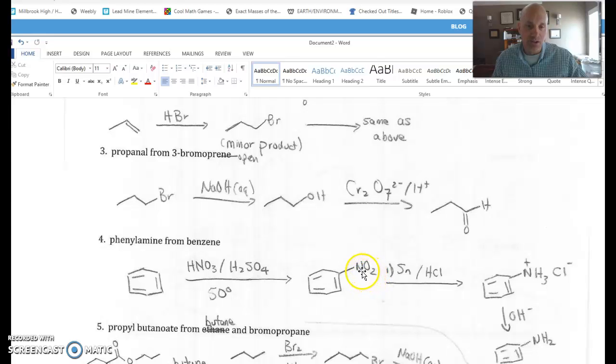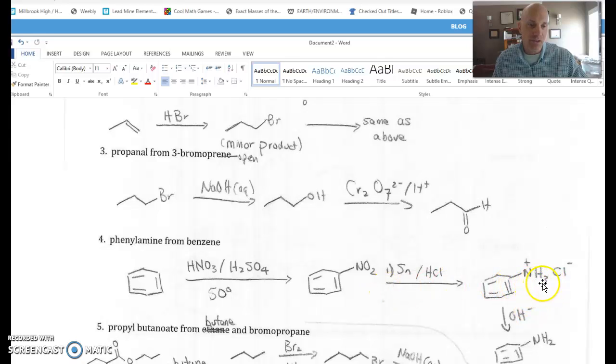All right, and so this is a reduction because you're losing oxygens off this. You're also gaining hydrogens, so that's a reduction. And the conditions for that are tin metal and hydrochloric acid. What that would give you originally is the ammonium salt of an amine.